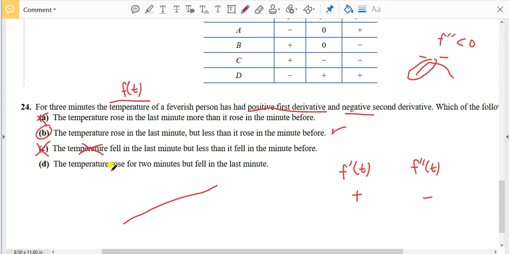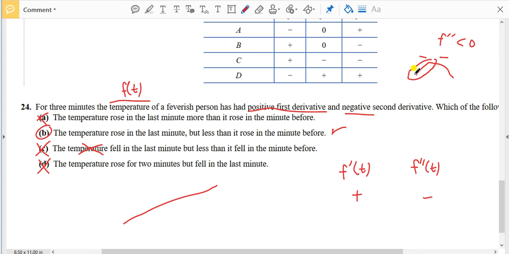And this one, the temperature rose for the 2 minutes but fell in the last minute, which is also not correct, because we are only considering the last minute and then the one before that. You cannot say that it fell in the last minute and rose at the same time. We cannot have that. We are increasing, but increasing at a slower rate, not rising and falling at the same time. So this is not correct.